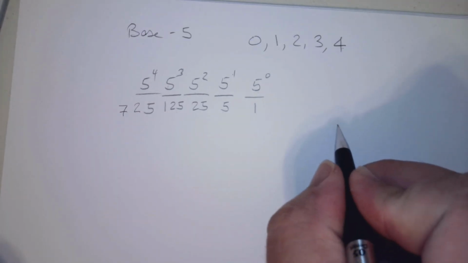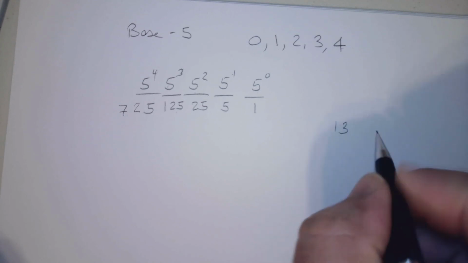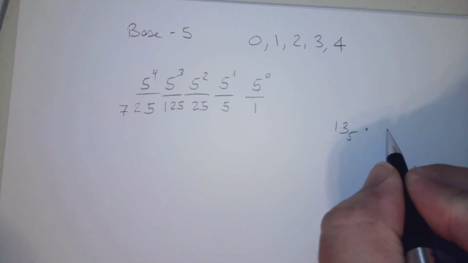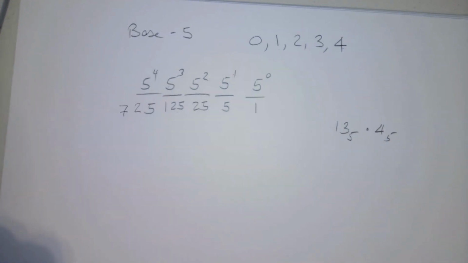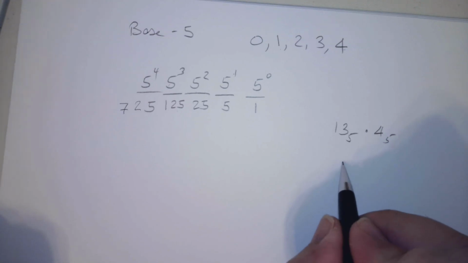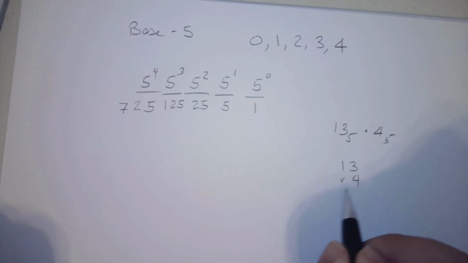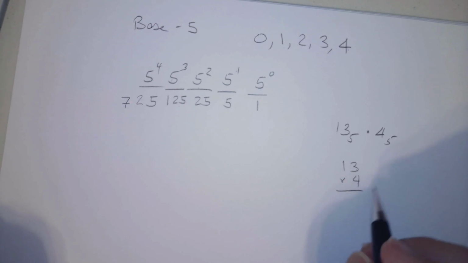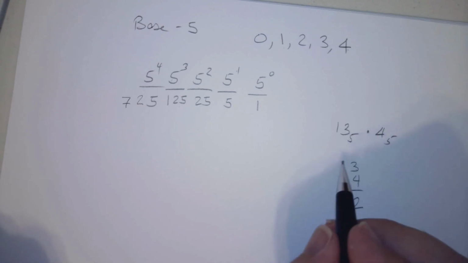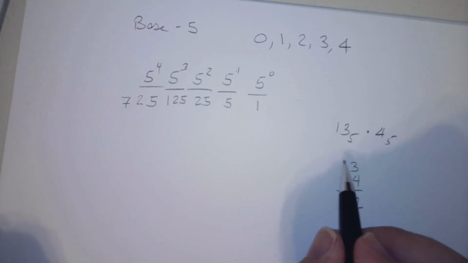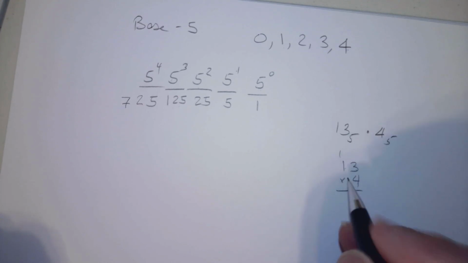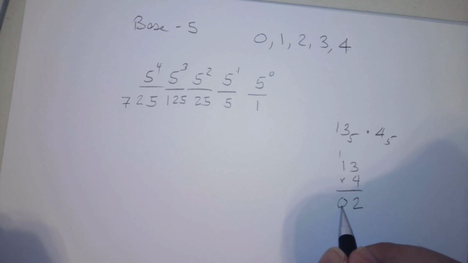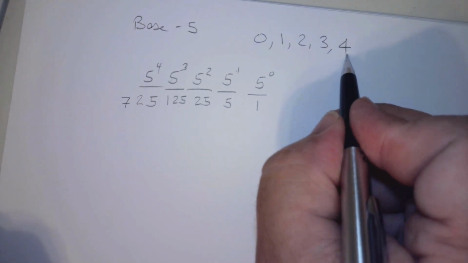So, let's say I give you 13 base 5 times 4 base 5. How would you write that? So we have 13 times 4. 3 times 4 is 12. So we could put a 2 here. Then we have to carry over that extra 1. 4 times 1 is 4, plus 1 is 5, so that's 0, because we can't have anything bigger than 4.